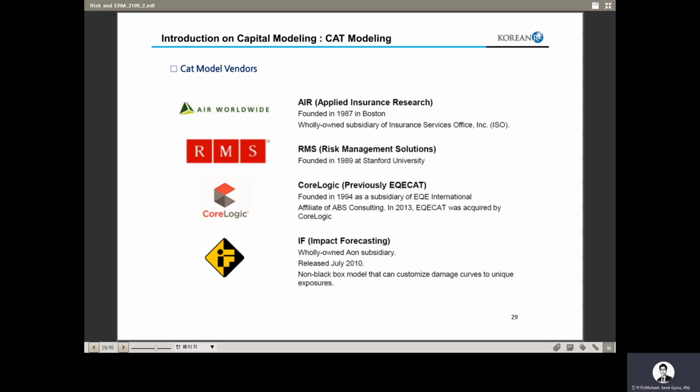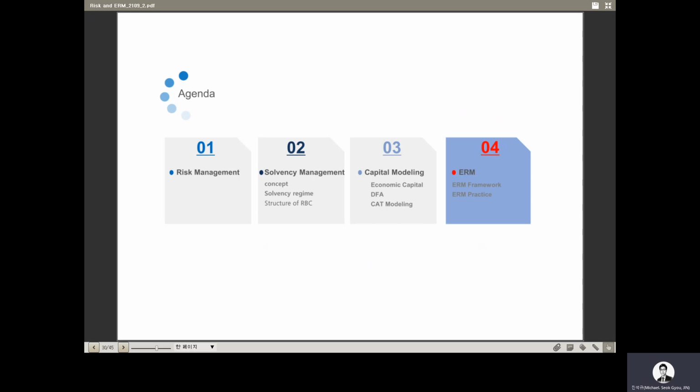This could be the end of the introduction to capital modeling, and I just want to remind you that there is internal capital modeling for measuring internal capital risk for the reinsurance company. And for the reinsurance company, it is very important to control cat modeling. They are also using cat models. This is the end of the introduction of solvency management and capital modeling.